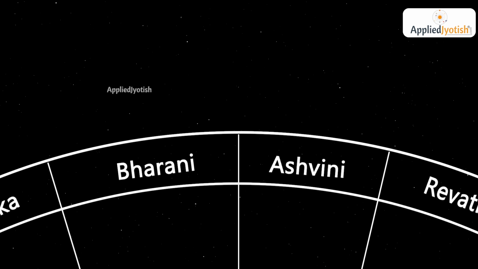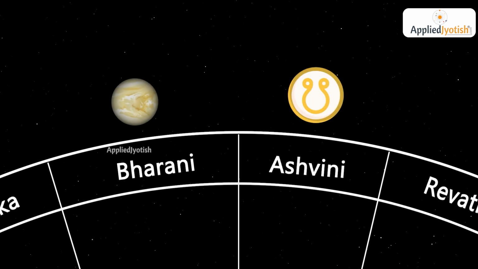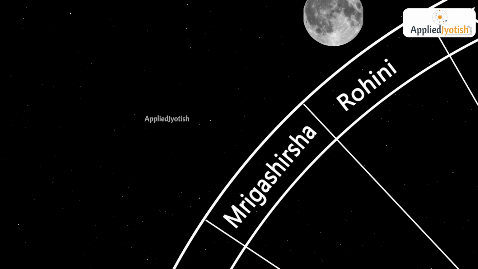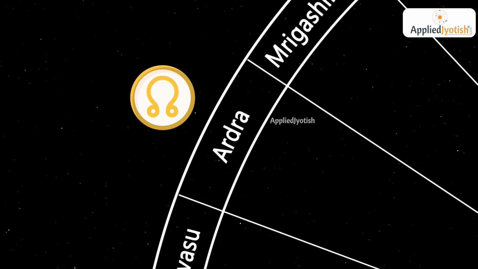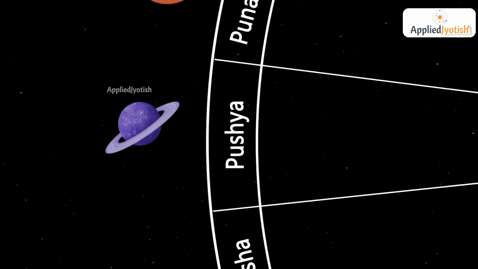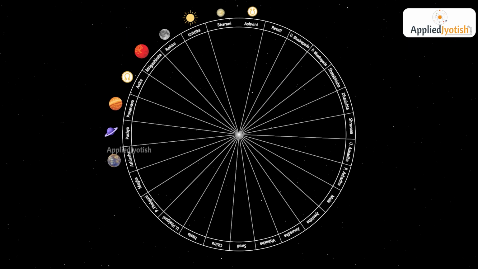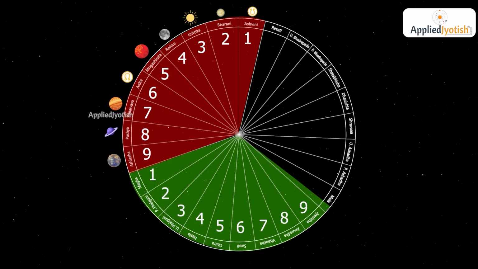For example, Ashwini nakshatra is ruled by Ketu, Bharani nakshatra by Venus, Krittika nakshatra by Sun, Rohini nakshatra by Moon, Mrigashira nakshatra by Mars, Ardra nakshatra by Rahu, Punarvasu nakshatra by Jupiter, Pushya nakshatra by Saturn, and Ashlesha nakshatra by Mercury. Here, the ruling planets of the next 9 nakshatras from Magha to Jyeshtha follow the same order as explained earlier.